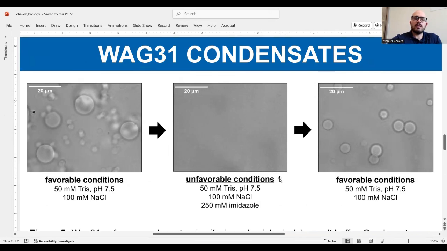One of the very first things I did is that I took this WAG31 protein and simply looked at it under the microscope, and here I'm showing you those images. Under a favorable condition, WAG31 forms these distinct spherical shapes, these condensates. Under an unfavorable condition, that same protein does not form condensates, but it's still there. If I take that protein again and put it in a favorable condition, it reforms the condensate. So this reversibility shows that these are in fact condensates.